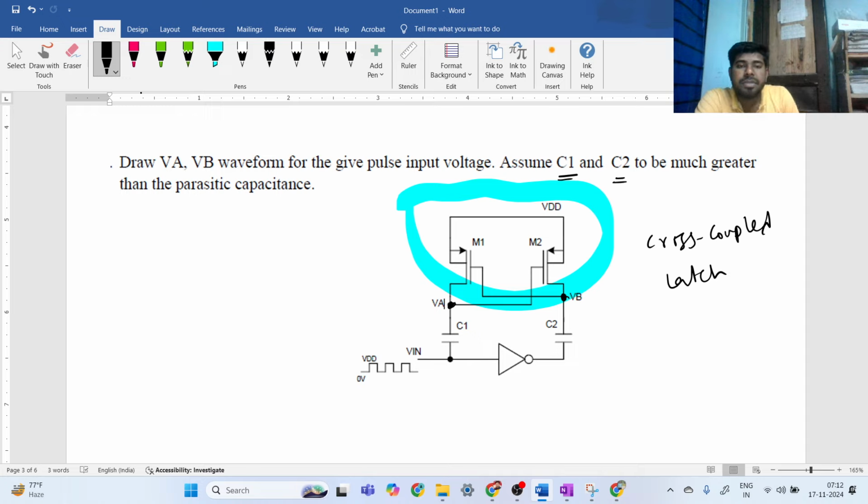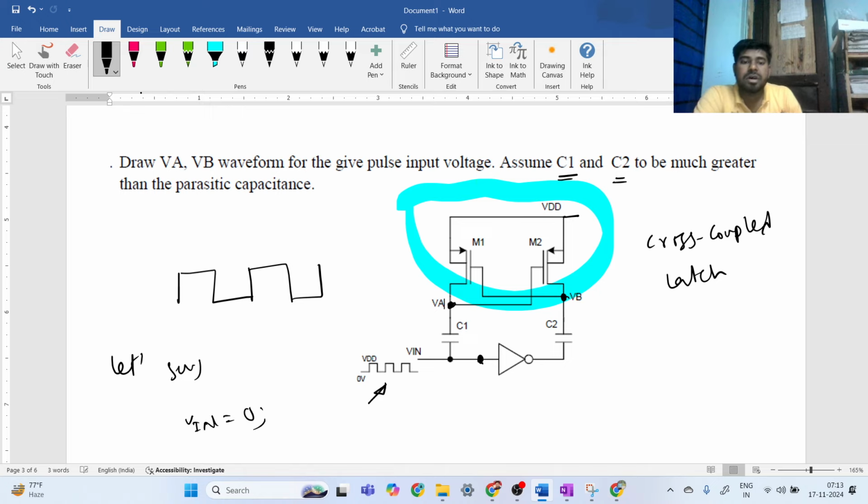So actually we have a VDD here, and the same VDD, and we have a clock of the same VDD. The clock is from 0 to VDD at the input of the inverter. So let's say when Vin is 0 volt, what will happen at this node? And we are assuming both the capacitors are initially uncharged. So VC1, VC2 at 0 minus will be 0 volt.